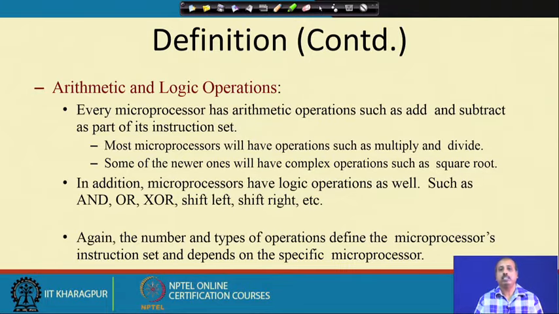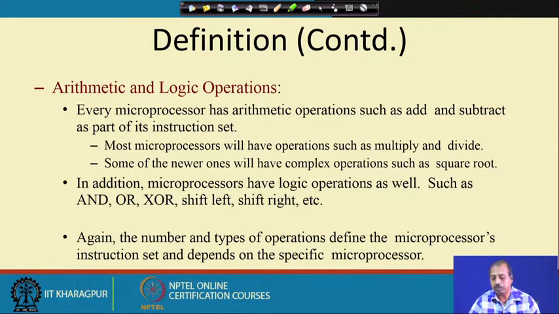Some of the newer ones have complex operations like square root. Digital signal processors are also microprocessors, and they can even do the FFT operation. They can do multiply-accumulate type operations in one shot, so those are complex instructions. Apart from arithmetic operations, microprocessors also do logical operations such as AND, OR, XOR, shift left, shift right, etc. That is why the arithmetic and logic operations are done by the microprocessor.